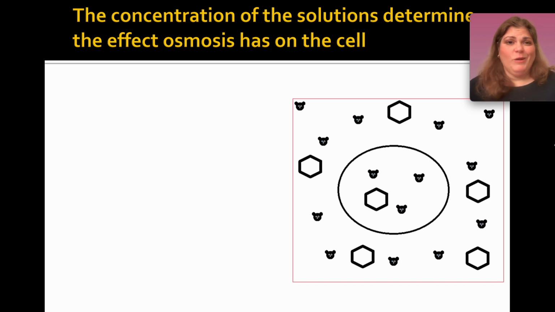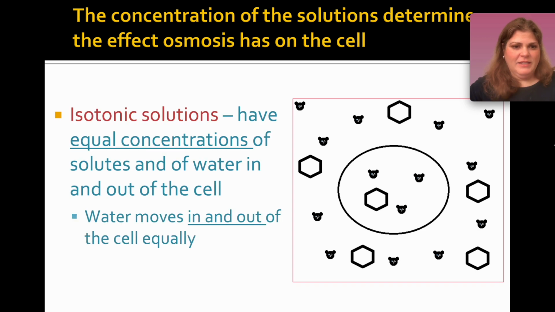Finally, we have one more condition, and that is the ideal condition. Remember, our bodies always want to maintain homeostasis. And so in this situation, the concentration of water inside the cell and outside the cell are the same. And we call this type of solution an isotonic solution. And they have equal concentrations.